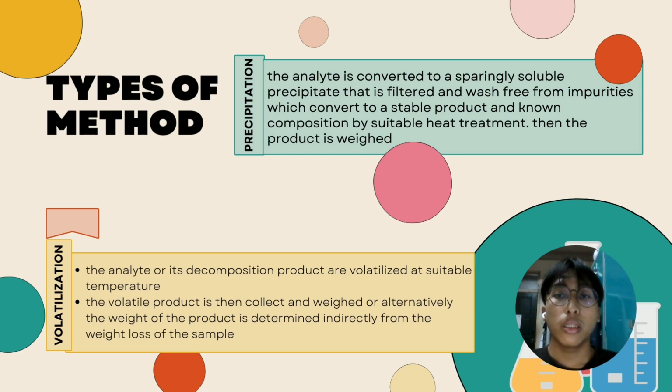The second method is the volatilization method. The analyte or its decomposition product is volatilized at a suitable temperature. The volatile product is then collected and weighed, or alternatively, the weight of the product is determined indirectly from the weight loss of the sample.